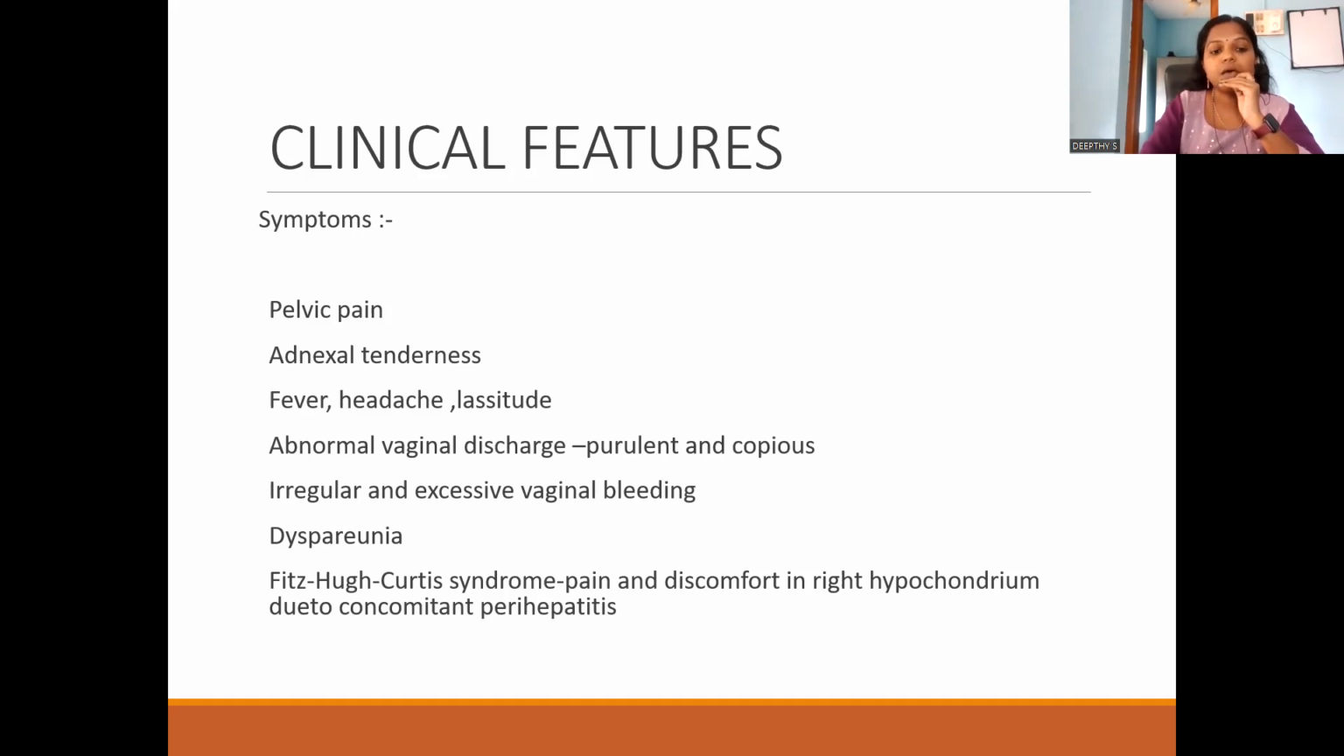Then irregular or excessive vaginal discharge can be seen. Dyspareunia, that is painful coitus. Then Fitz-Hugh-Curtis syndrome. It is a symptom of pain and discomfort in the right hypochondrium due to concomitant perihepatitis. So these are the clinical features of pelvic inflammatory disease. These clinical features are almost similar to Paithiki yoni vyapath.